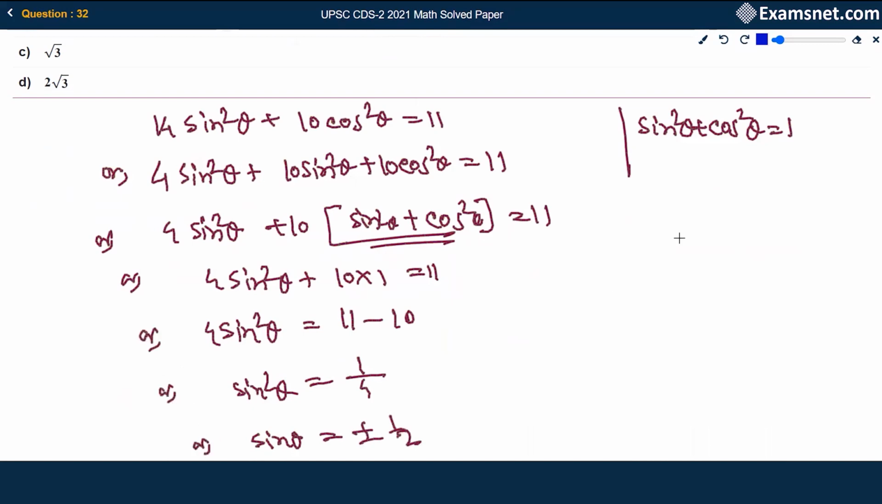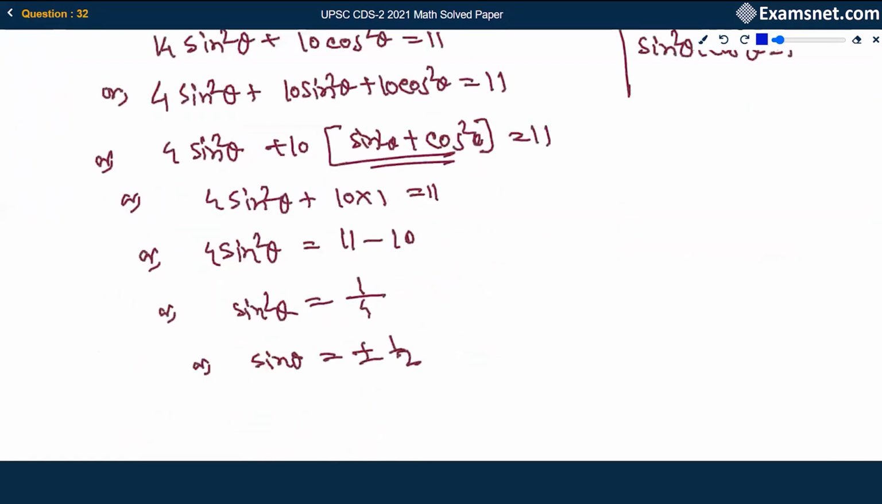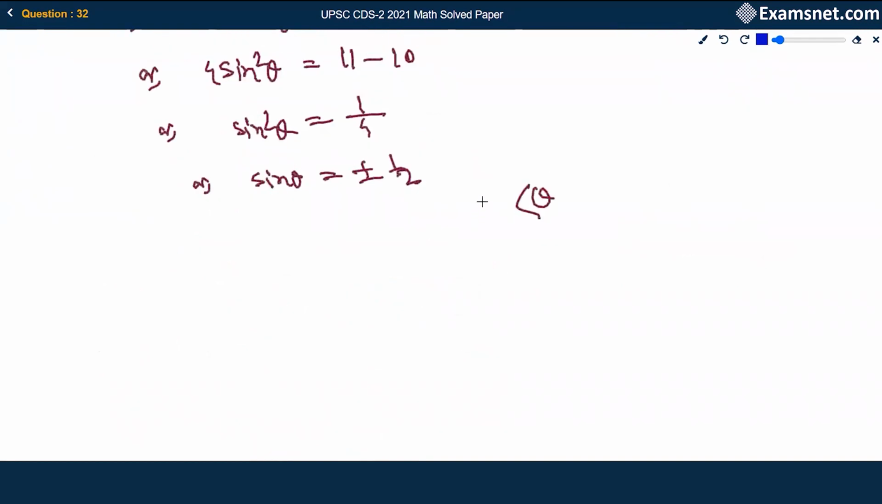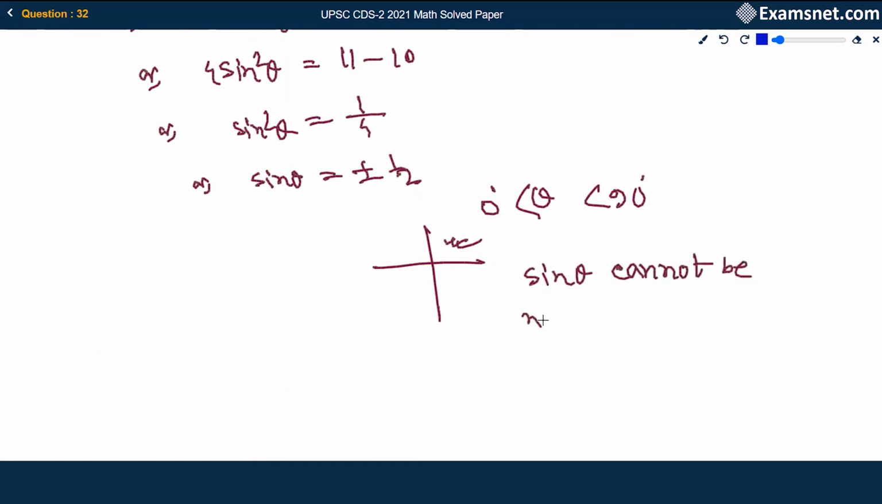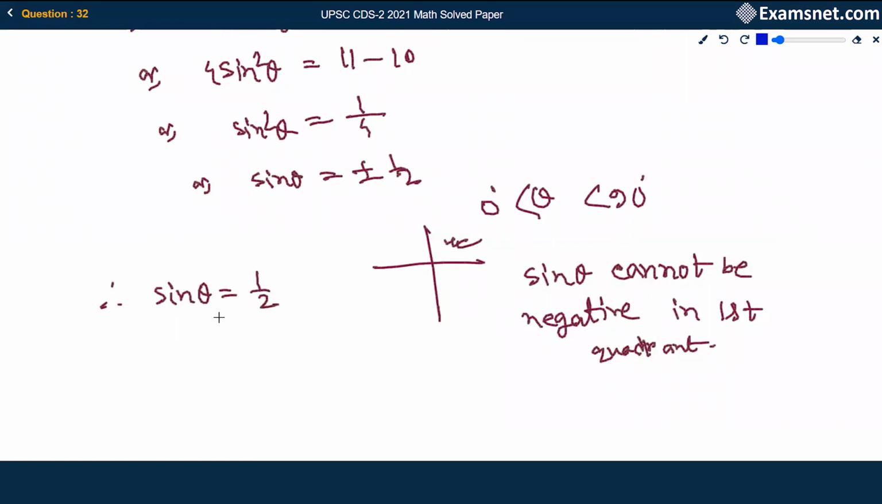Now look at the question. It's given that theta lies between 0 degree to 90 degree. That means first quadrant. As I have already said, all are positive in the first quadrant. So sine theta cannot be negative in the first quadrant, right? So we will take sine theta as plus half.